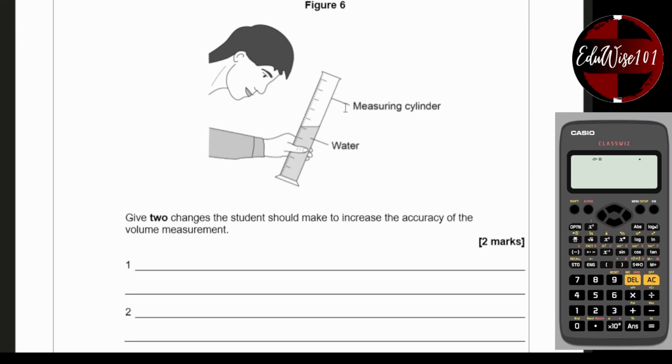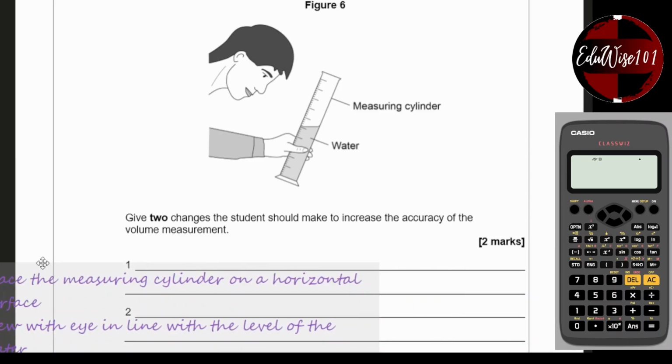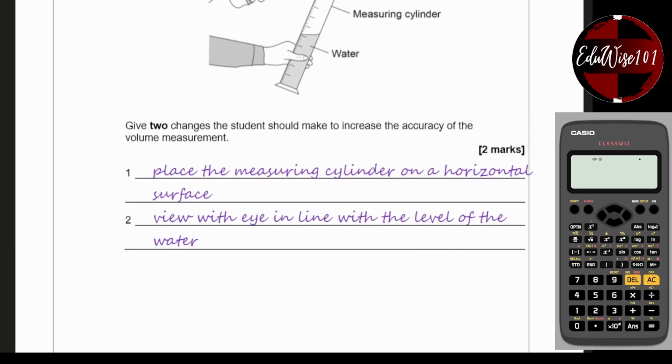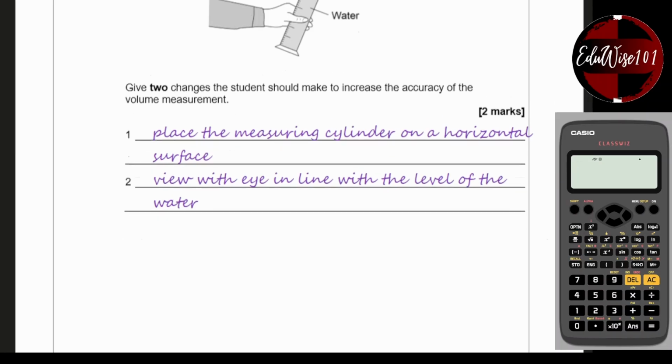So you wouldn't lift it, you would put it on a flat surface first, and then you would record it at eye level. So the answer: place the measuring cylinder on a horizontal surface like a table, then view with eye in line with the level of the water. Without it, you're going to have something called a parallax error if it's not read properly. Next question.